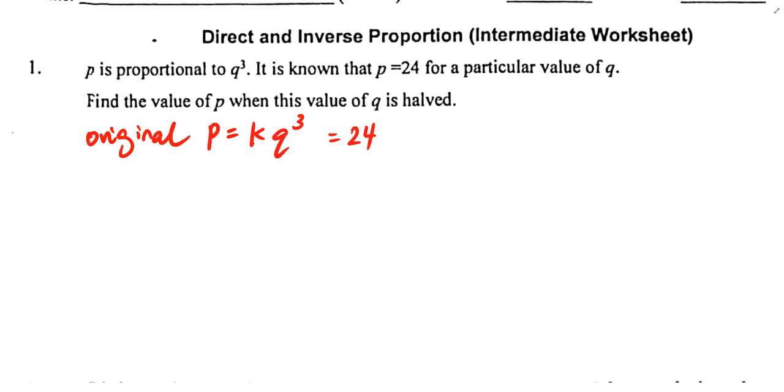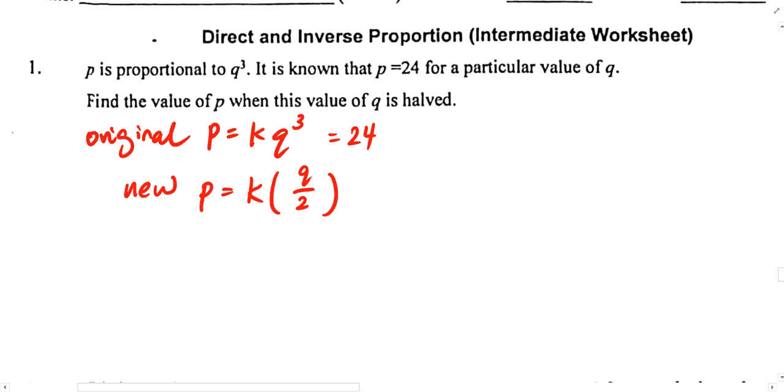Watch the screen, except for those who got answer 3. You can continue with your work. Those who didn't get 3, you continue looking at the screen. Now the new value for P is still equal to K times something. But K times what? What is the new value for Q? What happened to the Q? It halved. So it is now divided by 2.